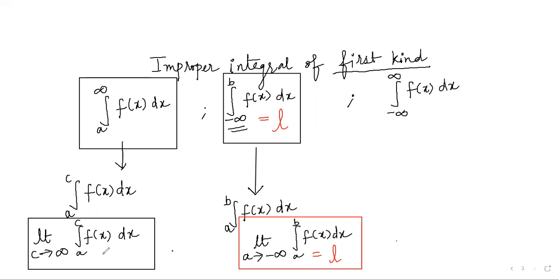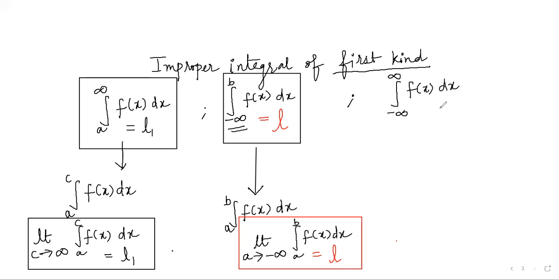Similarly here, if I say that this limit is coming as some L1, and L1 is finite, then this improper integral will be equal to L1. Here these L and L1 are finite. And if these L and L1 are not finite, they are coming as plus infinity or minus infinity, in that case, these improper integrals of first kind will not exist, they will not be convergent.